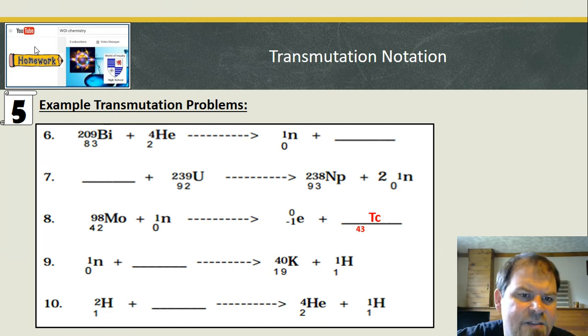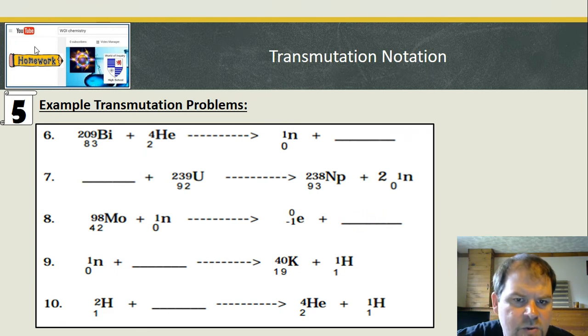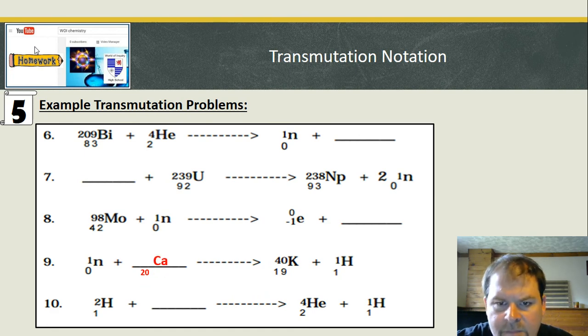I have a total mass of 99 on the reactant side. 99 minus 0 is 99. Got that math down? Boom. We're on our way. All right, 19 plus 1 is 20. 20 minus 0 is 20. Perfect. Element number 20 is calcium. I have 41 as a total mass, adding the 40 and the top 1 together. That 41 minus 1 is 40. So this is calcium with a mass of 40.